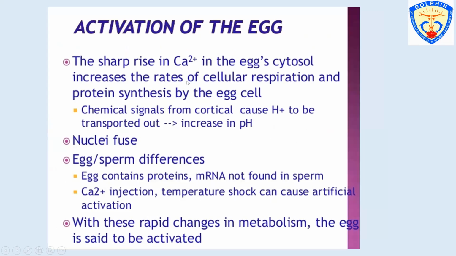The sharp rise in the calcium ions in the egg cytosol increases the rate of cellular respiration and protein synthesis by the egg cell. The chemical signals from the cortical granules cause hydrogen ions to be transported out, which will further increase the pH. The nuclei will fuse. Talking about egg and sperm differences, the egg contains proteins and mRNA which are not found in the sperm. Calcium ion injection or temperature shock can cause artificial activation. With these rapid changes in metabolism, the egg is said to be activated.